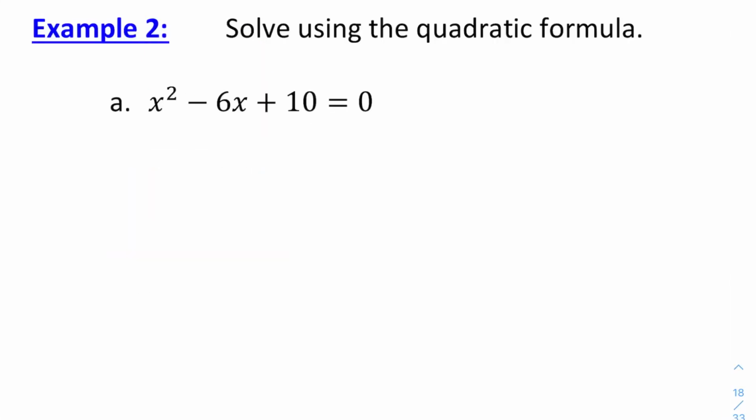So let's use this quadratic formula to solve some equations. You do need to have it memorized. There is a song that goes with it, which I will sing for you. Apologies in advance, but it's to the tune of Pop Goes the Weasel.